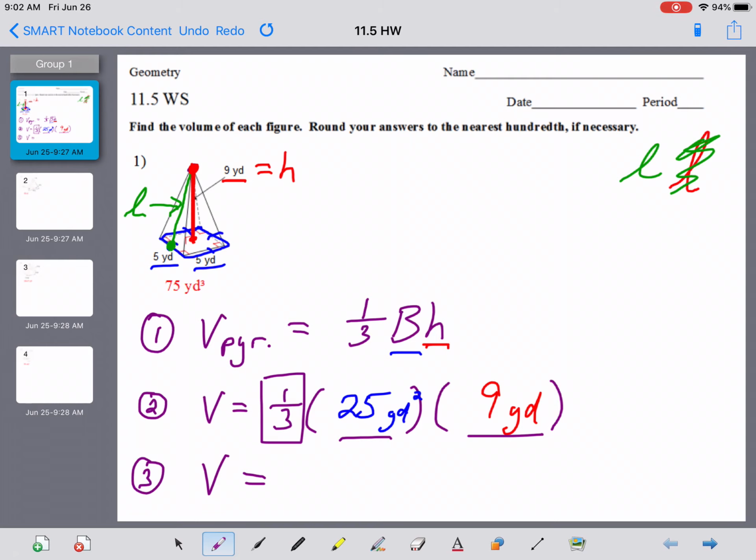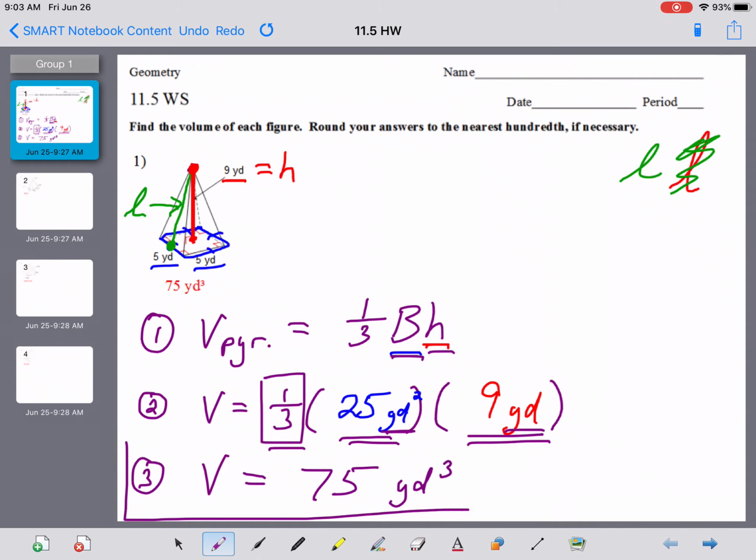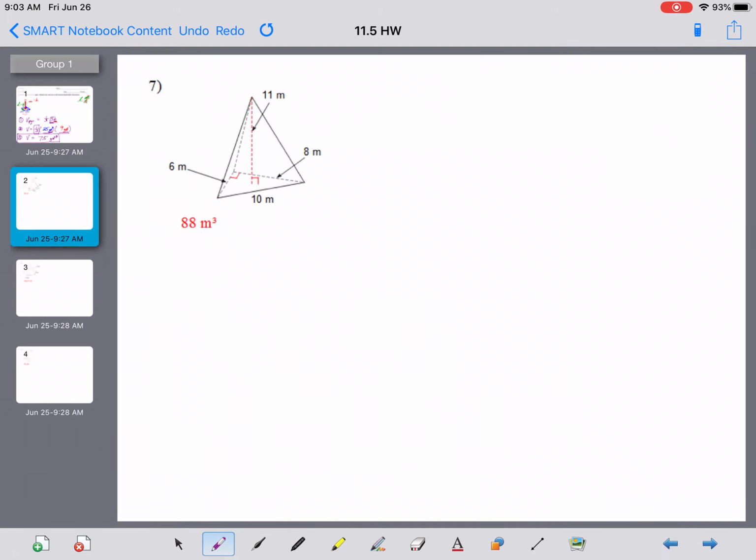So what's going to happen here is that 9 yards in red gets divided by 3 to give us 3. We multiply the 3 by 25 and we get 75. Now for units, we've got square yards for the area of the base, linear yards for the height, and square yards times linear yards is going to get us cubic yards. So there's our answer for number 1. The volume of that square pyramid is 75 cubic yards.